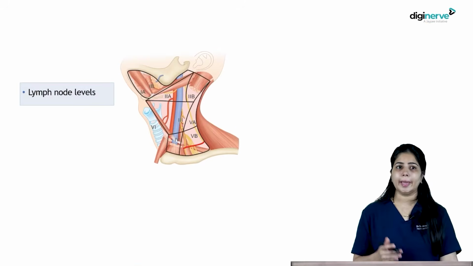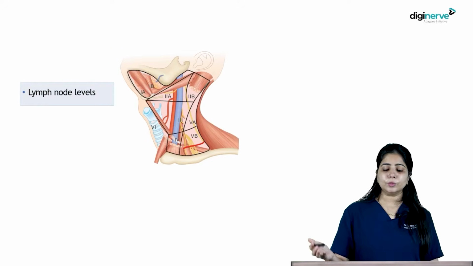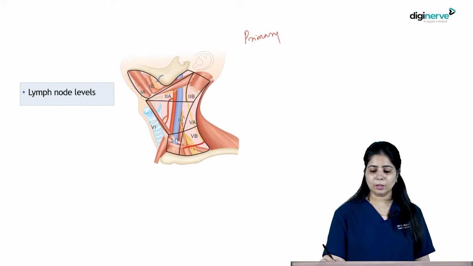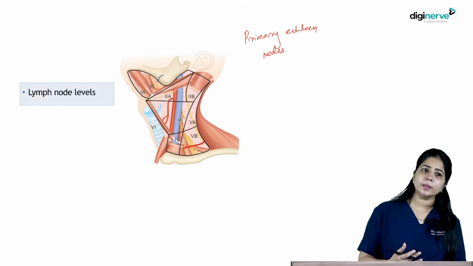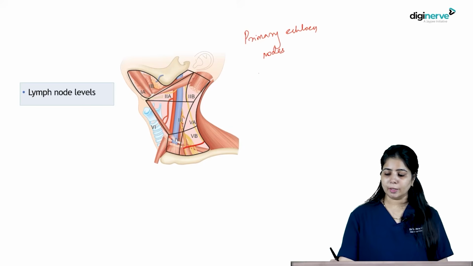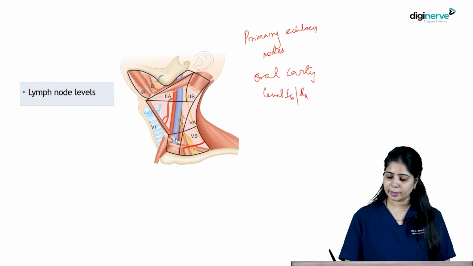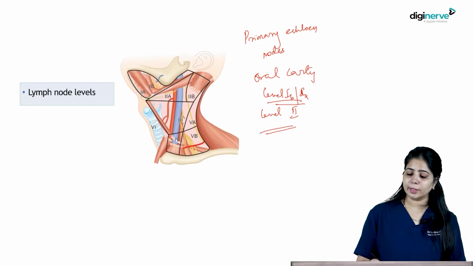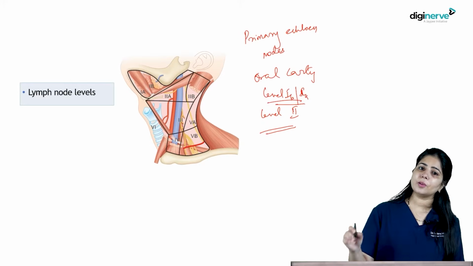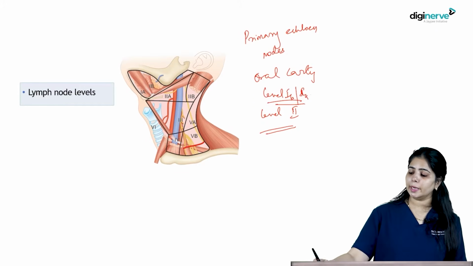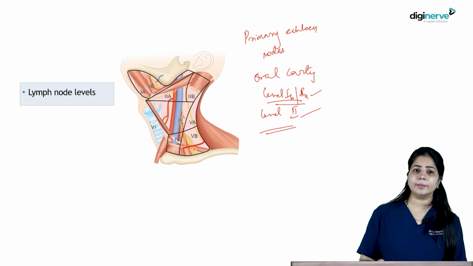Now when we are talking about N, that is nodal status, there are multiple lymph node stations, okay, and there is something called primary echelon nodes. So each subsite has a predominant nodal station where it drains. In oral cavity, level 1B, 1A and level 2 are the primary echelon nodes. So what does that mean? That the chances of having lymph nodal disease in level 1 and 2 is higher in oral cavity cancers.